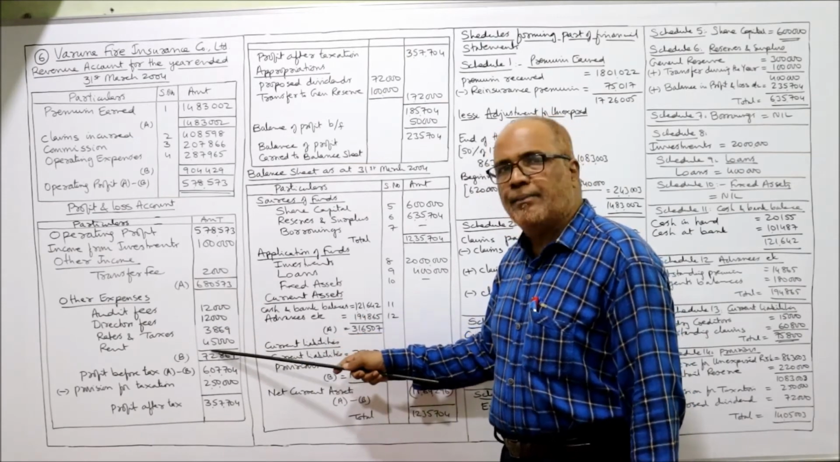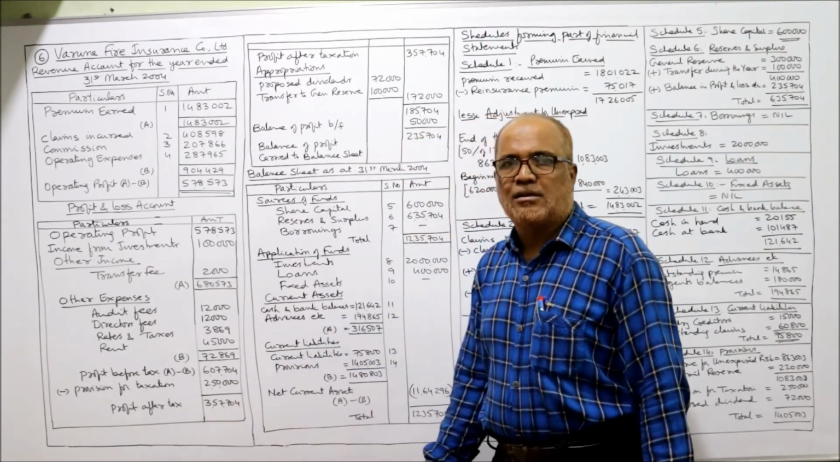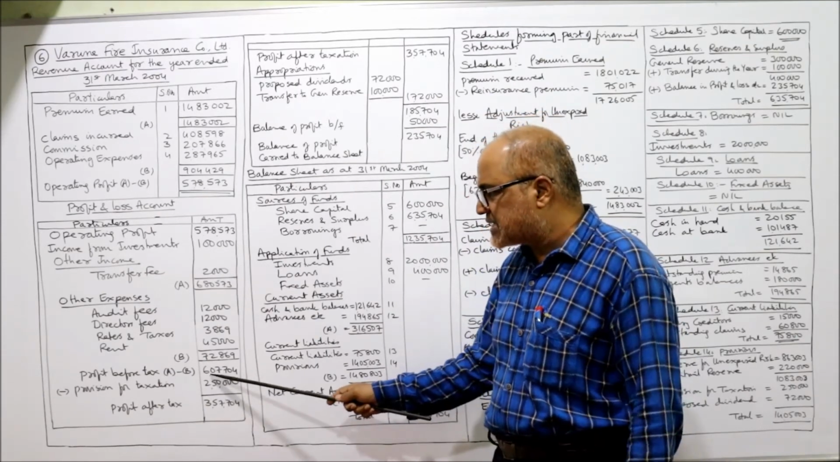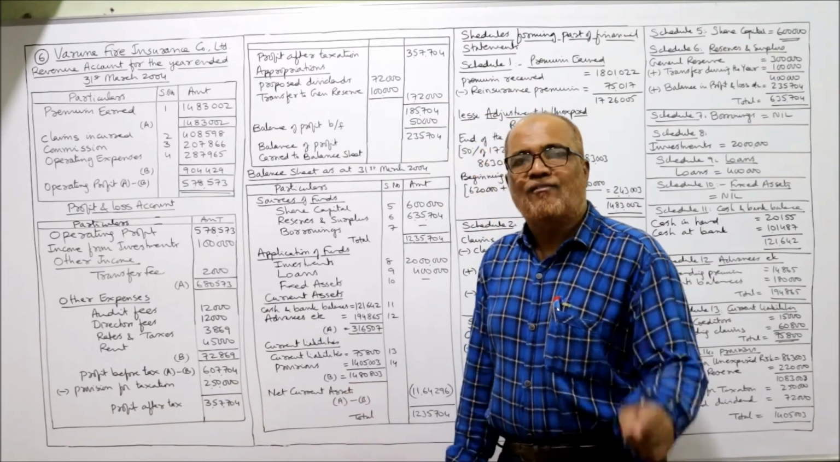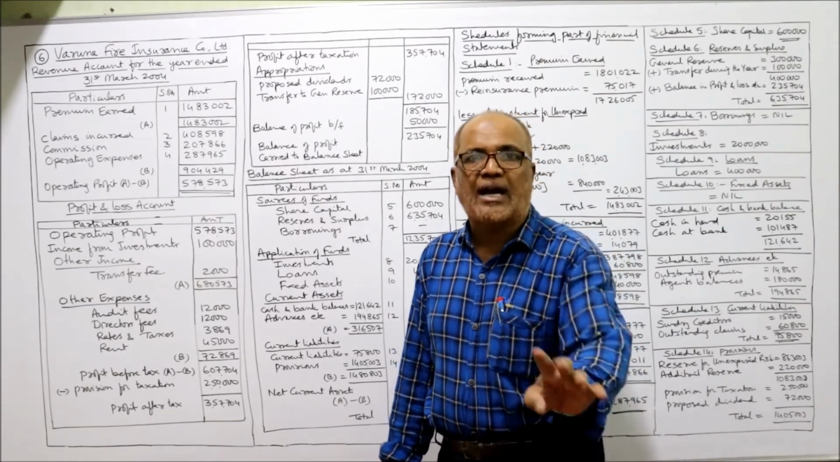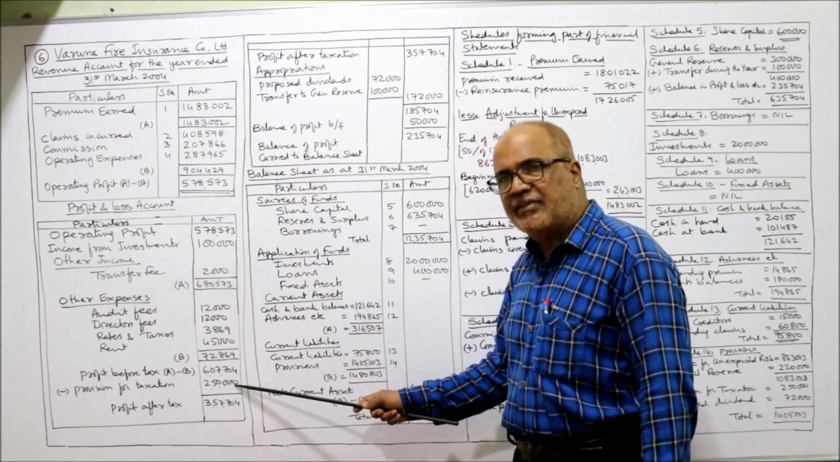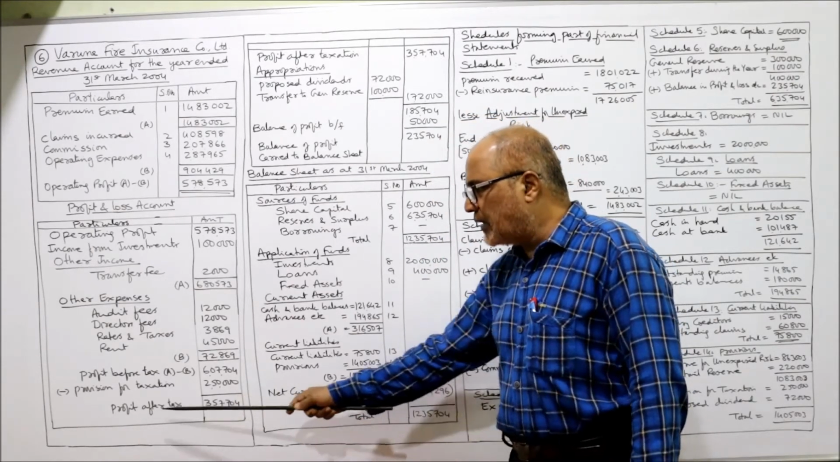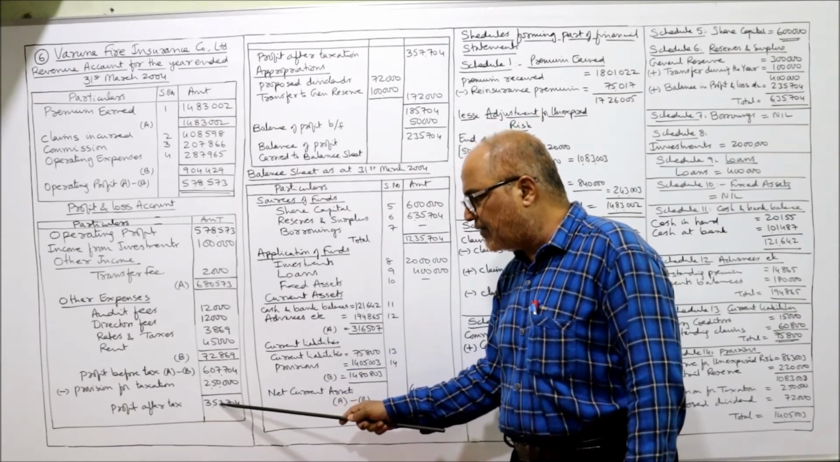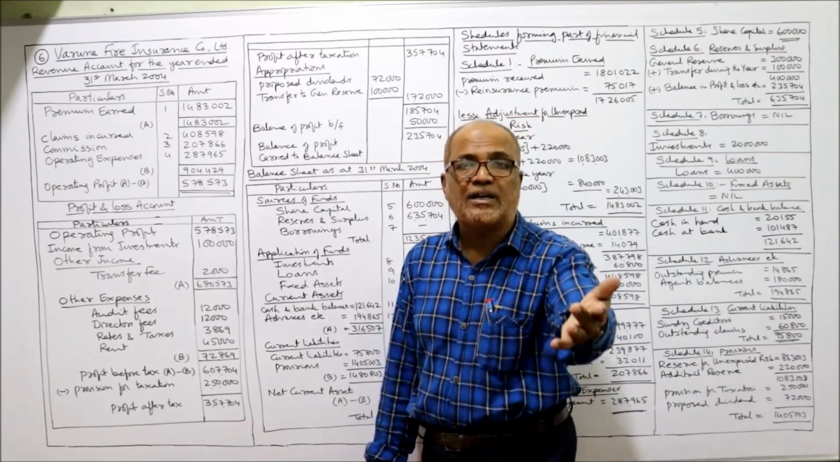Now A minus B, income minus expenditure, profit before tax. Before tax profit is 6,07,704. From this we deduct provision for taxation given in the adjustment. Given in the adjustment, provision for taxation 2,50,000. Deduct, we'll get profit after tax 3,57,704. This is the profit after tax.